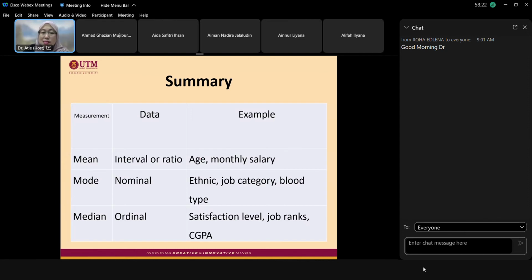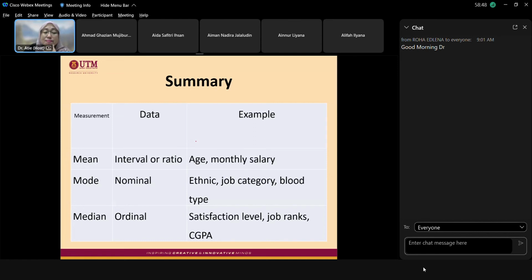Okay, we already discussed this one. And this one, you can find the summary table on page 28. So you need to see when a measurement is suitable for what kind of quantitative data.